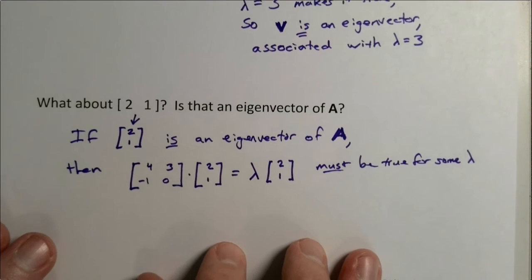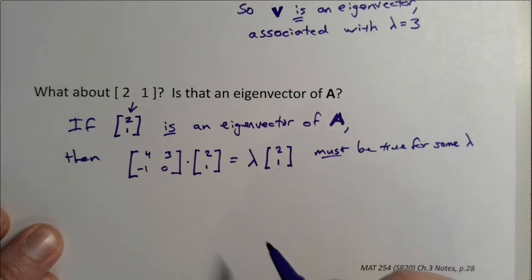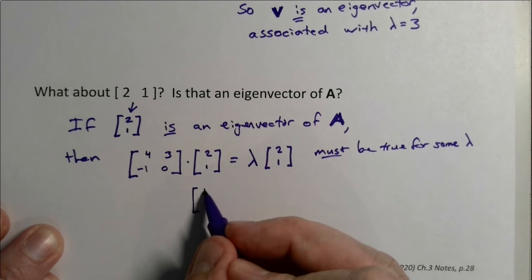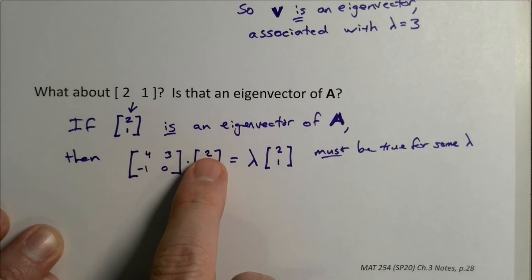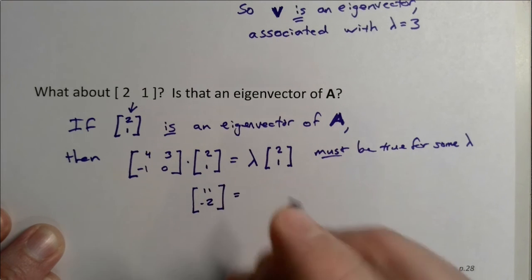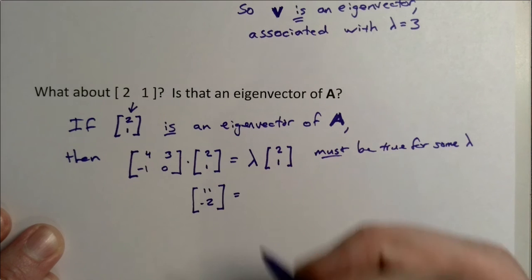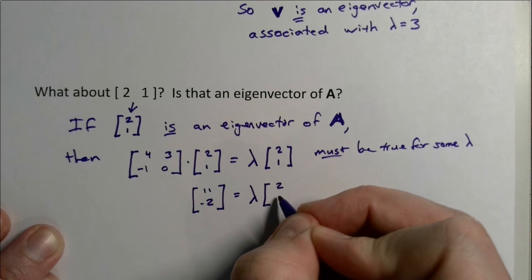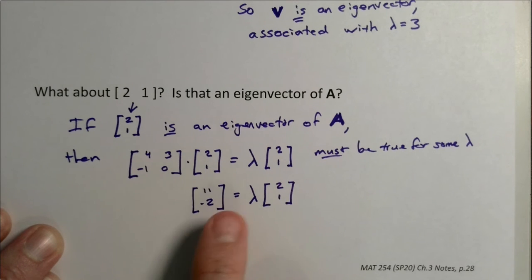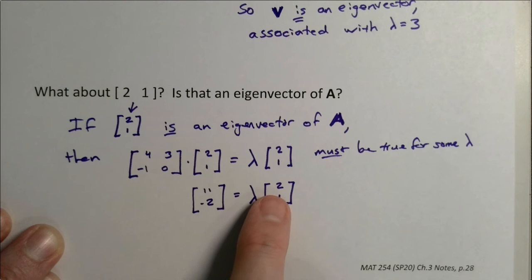Okay, well, let's see if it works. So 4 times 2 is 8, plus 3 times 1, that's 11. And in the bottom, -1 times 2 is -2, plus 0. So on the left-hand side, we have a vector that is 11, -2. On the right-hand side, we have lambda times 2, 1. Is there any lambda value that you can multiply this vector by to get it to look like this? You're like, I don't think so, because lambda times 1, to get -2, it'd have to be -2 down here. But on the top, -2 times 2 does not equal 11.